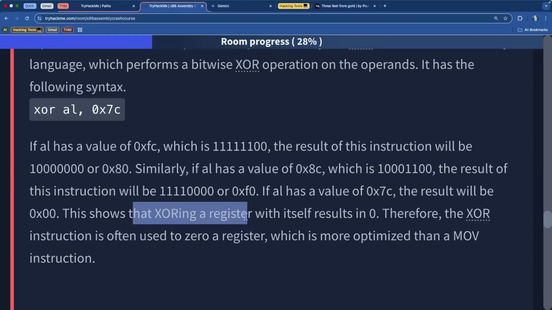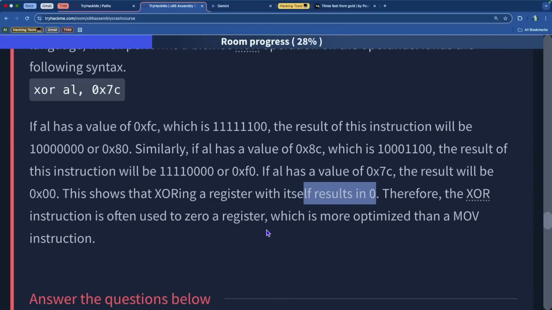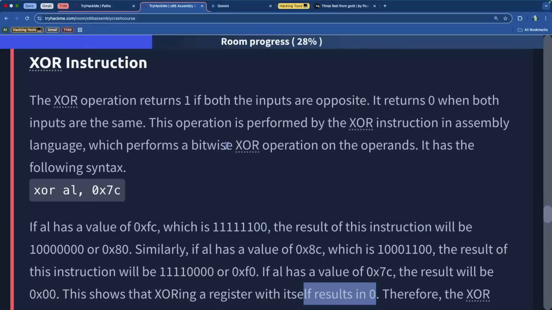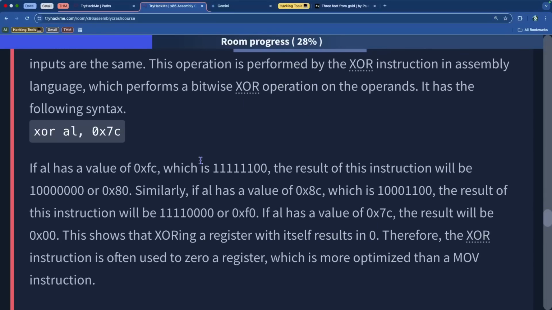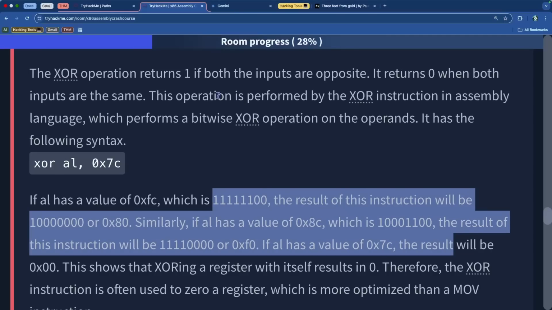If it has a value of this, the result will end up showing this. So it shows that XORing a register with itself results in 0. Therefore, the XOR instruction is often used to zero a register, which is more optimized than a move instruction. So it'll return 1 if both of the inputs are opposite. Okay, so if this, the result of this will end up being this or this. These digits right here are kind of messing me up, but this one actually ends up making more sense to me.